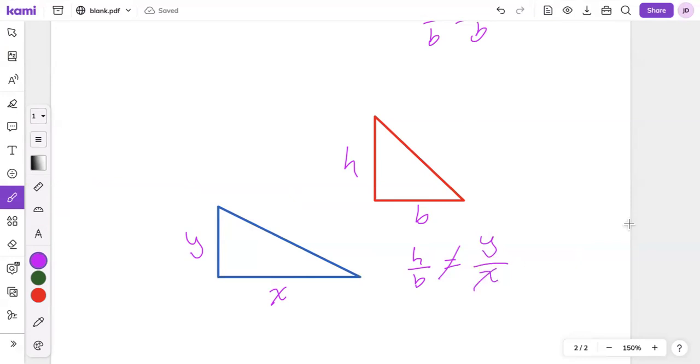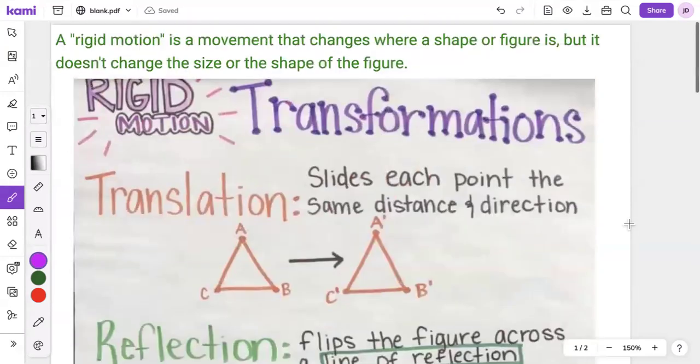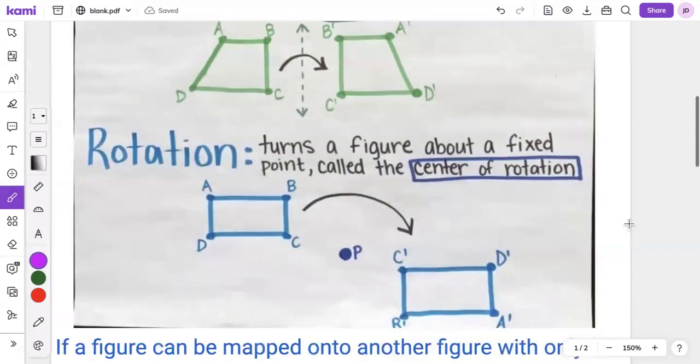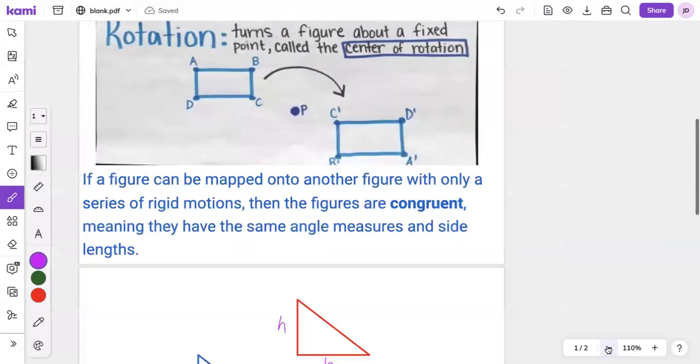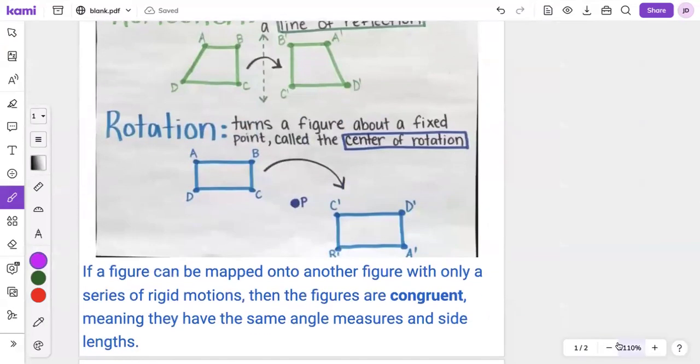So that's all you need to know for today, is that rigid motions move figures around, and that if a figure can be mapped onto another figure with only a series of rigid motions, then the figures are congruent, which means they have the same angle measures and, very important for today, same side lengths.